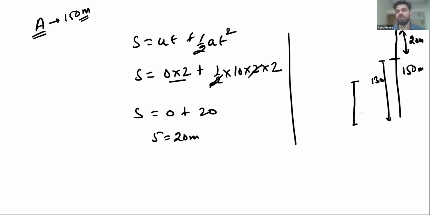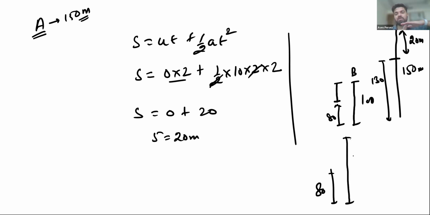Other object B was at 100, dropped from the 100 line, so it will also travel. How much? 20 meters. So the remaining height will be 80 meters. So the object that was at 100 will travel 20 meters and the remaining height will be 80 meters. And the object that was dropped from 150 will travel 20 meters and the remaining height is 130 meters. So the difference here will still be 50 meters.